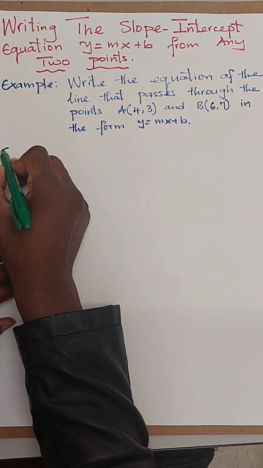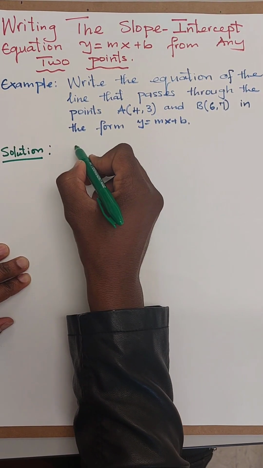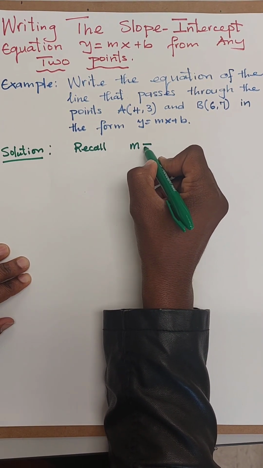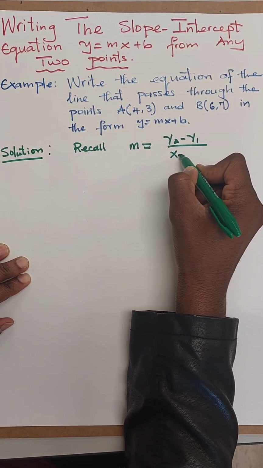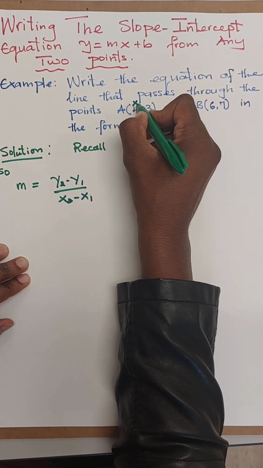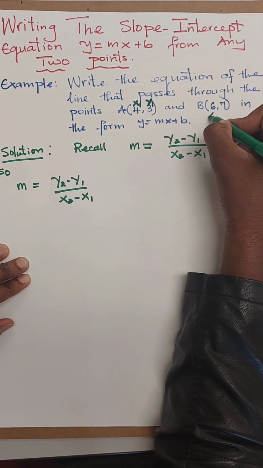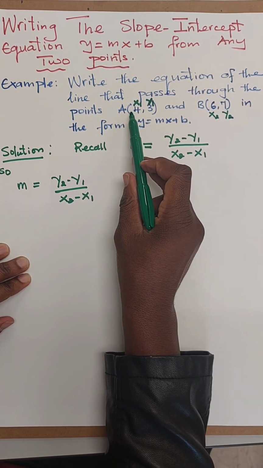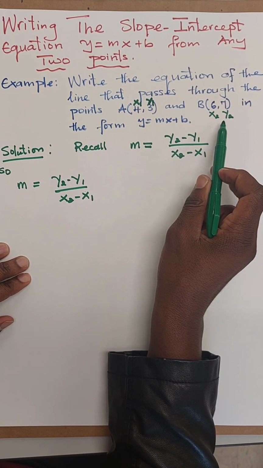So, solution. You will recall that when we calculate slope, we use the letter m to stand for slope, and slope is y2 minus y1 over x2 minus x1. The choice of x1 and y1 depends on you. So in this case, my choice of x1 and y1 are coordinates of A, and my choice of x2 and y2 are the coordinates of B.